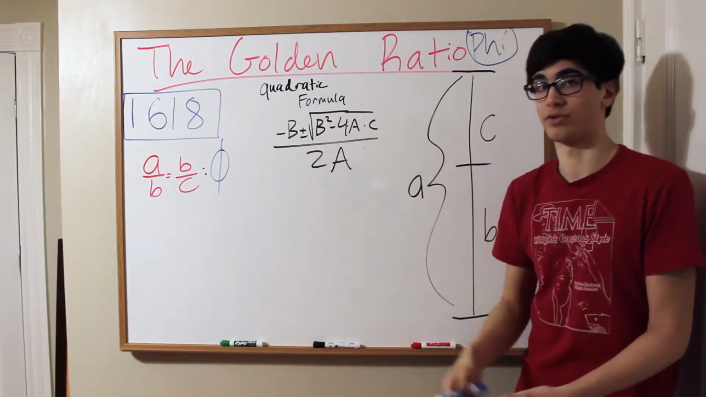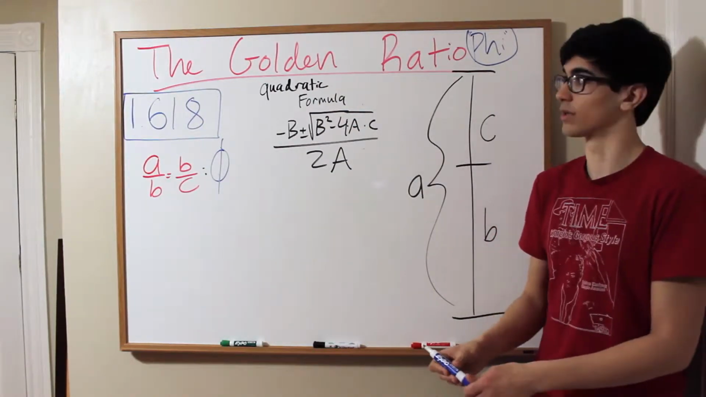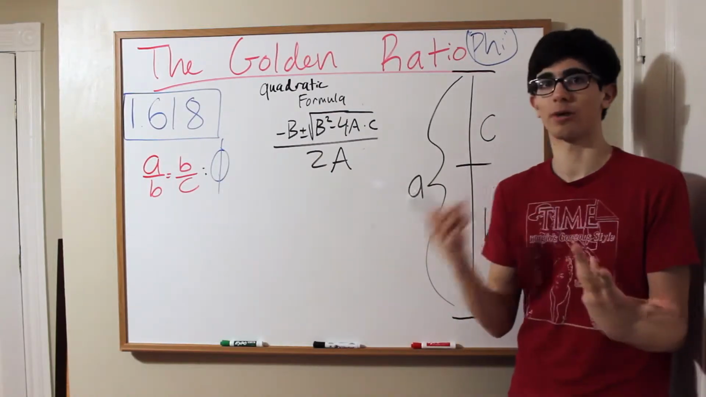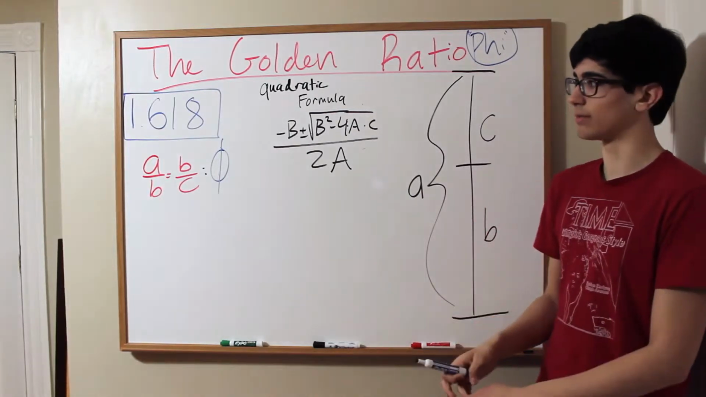Here we're going to talk about the quadratic formula, which many high school students are forced to learn and tested on. But we're going to show how all the things I'm going to talk about with the golden ratio are rooted in mathematics. So let's get right to it.